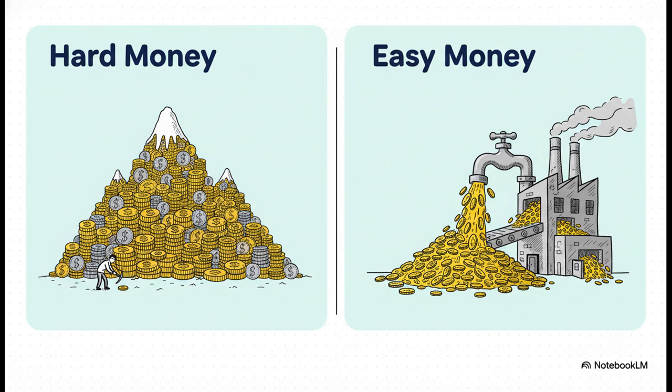Now, the book makes a really central distinction, and this is key to the entire argument. It basically says all forms of money fall into one of two camps. You've got hard money and you've got easy money. Hard money is something that's really difficult to make more of. Think of gold. Easy money, well, it's the opposite. You can create a ton of it, and you can do it pretty fast. And this one characteristic, how hard it is to make more, is what determines whether it holds its value or just bleeds it away over time.